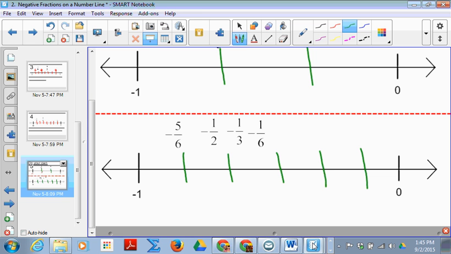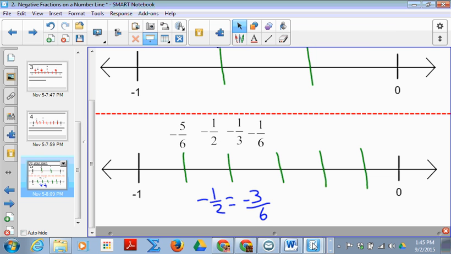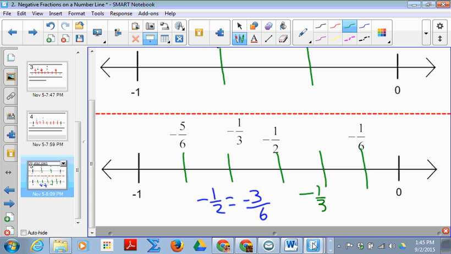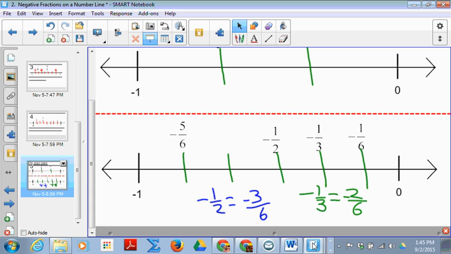Now, negative 5/6. Well, actually ends up being right there. That was easy. All right, negative 1/2. This actually becomes negative 3/6. So we move that to where there's 3. Negative 1/6, we know it goes there. Negative 1/3 becomes negative 2/6. So we place that right there.